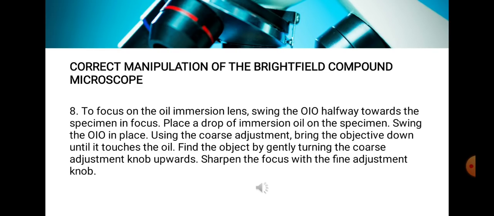After having a clear view on the high power objective, now to focus on the oil immersion lens, swing the OIO halfway towards the specimen in focus, and then place a drop of immersion oil onto the specimen. Swing the OIO in place. Using the coarse adjustment, bring the objective down until it touches the oil. Find the object by gently turning the coarse adjustment knob upwards. Sharpen the focus with the fine adjustment knob.